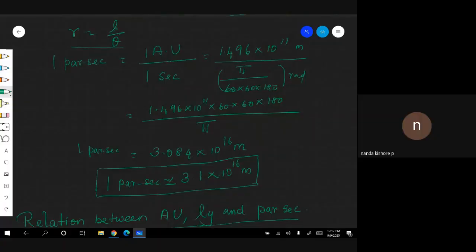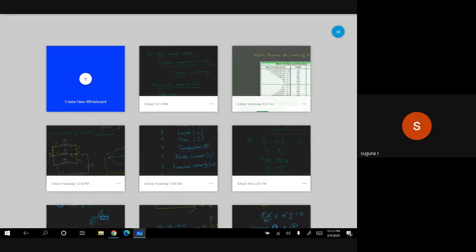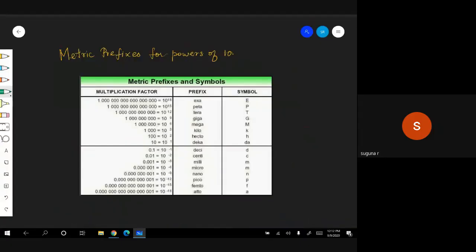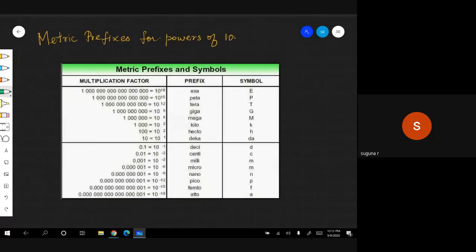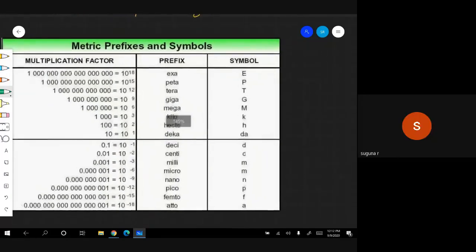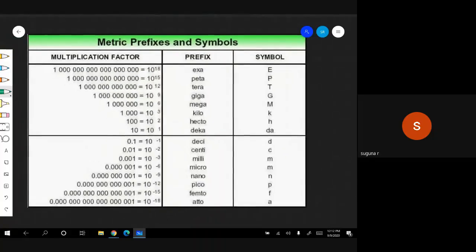Anyhow, in your chemistry first chapter you would have studied metric prefixes for powers of 10. Whether you have studied the very large prefixes: hexa, peta, tera, everything? No, ma'am. Okay, I'll tell you.